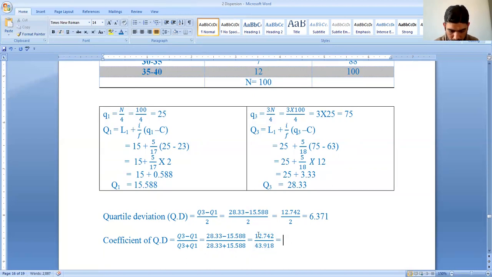So 12.742 divided by 43.918 will be 0.290. This will be the answer for this continuous series quartile.